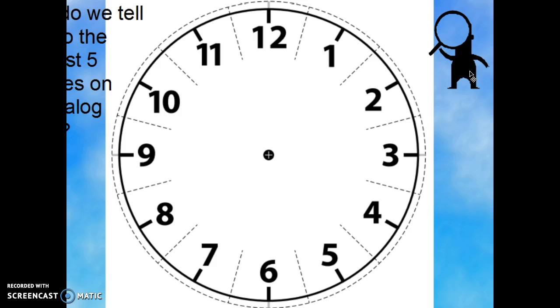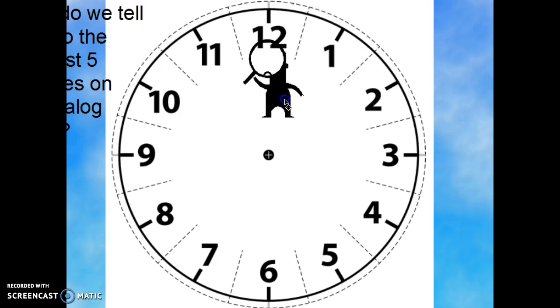What about on the 12? What would it be if it was on the 12? Take a look. It's the o'clock. That was a little bit of a tricky one. It's the o'clock. When it's on the 12, we say it's o'clock. Very good.